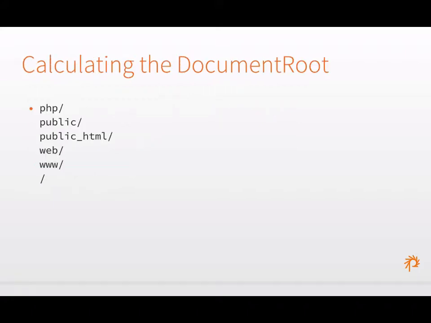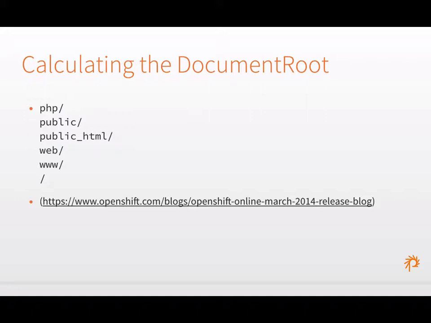So these are all the things that'll be used as the document root. I think it looks for an index.php file, or maybe just the existence of these directories. It'll try any of these in the Git repo. This is why you could literally just push Drupal 7 and it would work. But just know that PHP used to be the default. And when I put these slides online, here's the March 2014 new feature update from the OpenShift Online team that talks about that.